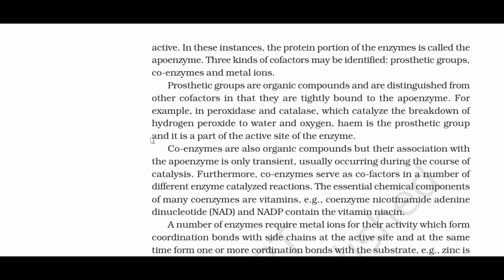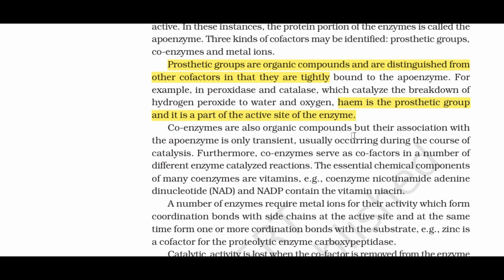Prosthetic groups are organic compounds and are distinguished from other cofactors in that they are tightly bound to the apoenzyme. For example, in peroxidase and catalase, which catalyze the breakdown of hydrogen peroxide to water and oxygen, heme is the prosthetic group, and it is a part of the active site of the enzyme.